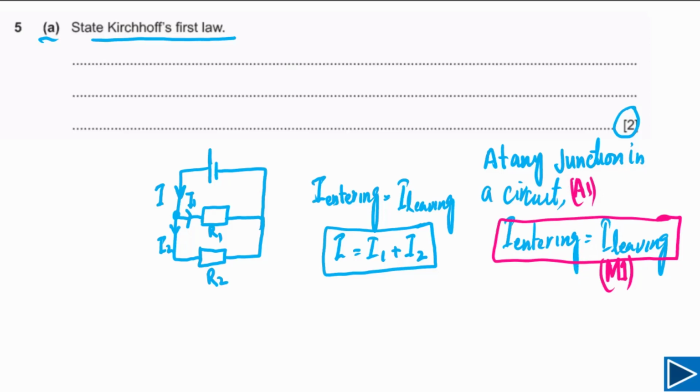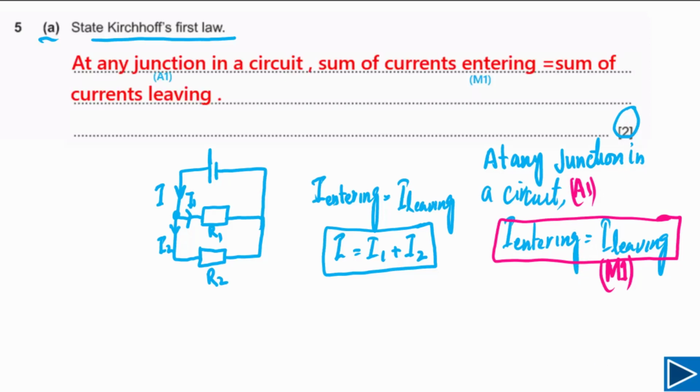Now let's try to write down the complete answer. This is how you can write down a full answer for this question in a proper way. So this is at any junction in a circuit. This has 1 mark, this is A mark, and the second mark is M mark. So if you write down sum of currents entering is equal to sum of currents leaving, you will get M mark, and this is A mark. You must get M mark to get A mark. If you can't get this mark, even if you have written this part, still you will get 0 mark. So this is very important.